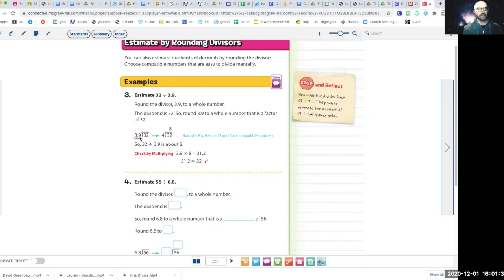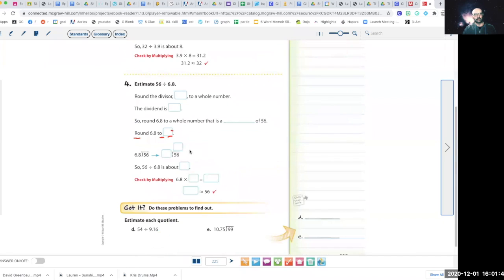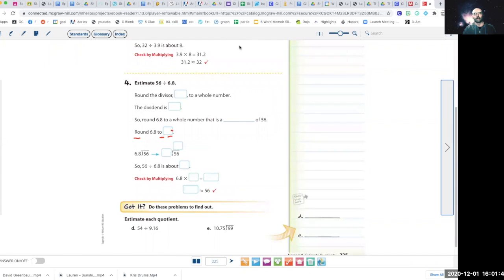Sometimes this is the number that we're going to change. So 3.9 is close to 4. And I know that 4 fits into 32 a nice even 8 times. So that's why we do that. So let's look at the next examples down here.